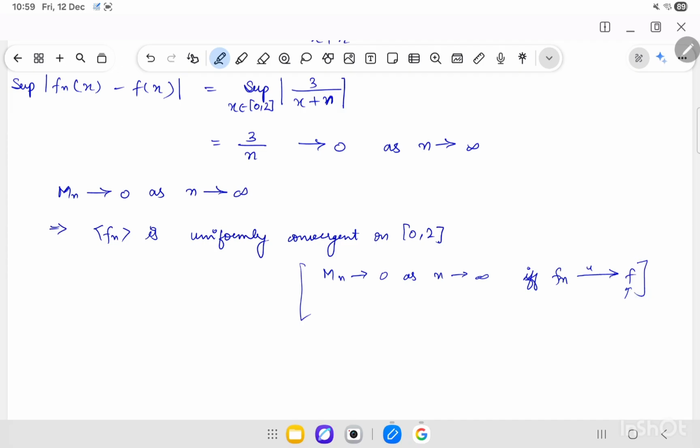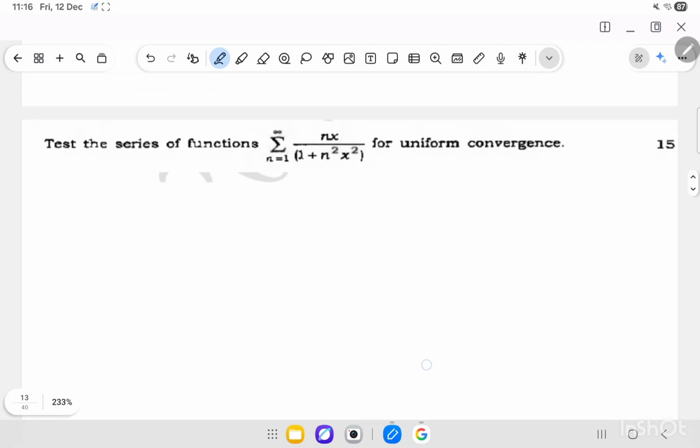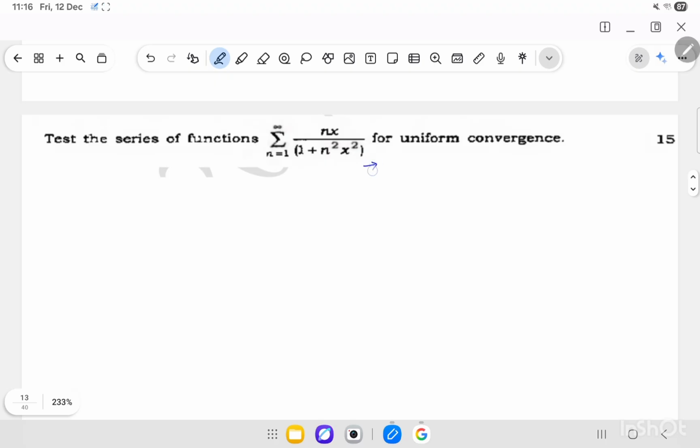The next question is this, and it is a repeated question, we have discussed it earlier. It is a repeated question, so you can just check it for yourself. So let's move on to discuss the next question.